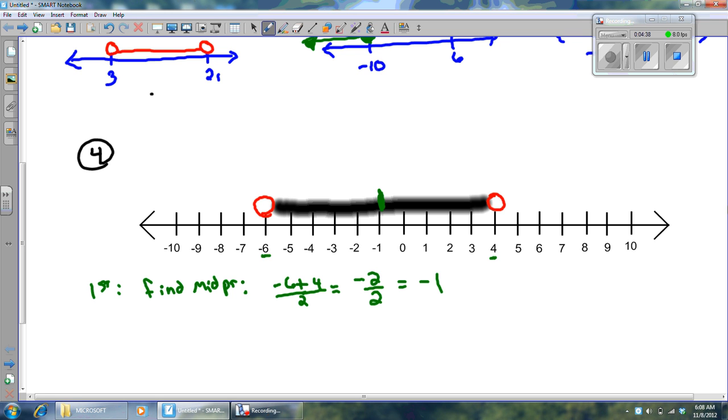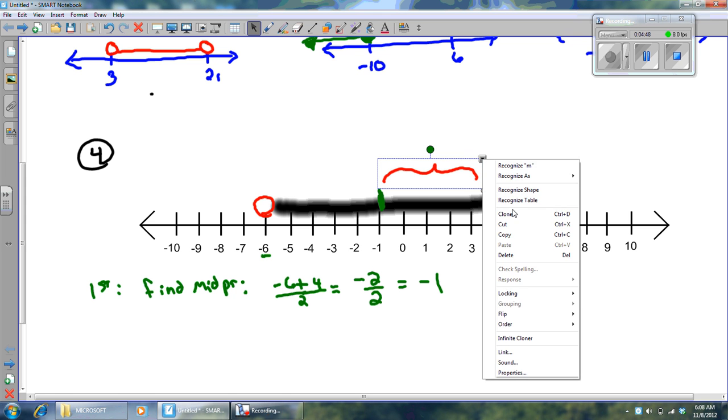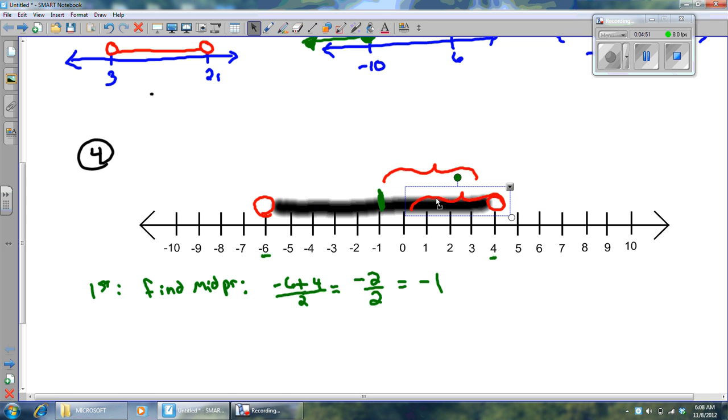How far are the endpoints from the midpoint? Well, I think they're both 3 units, right? I'm going to use this information to write my absolute value inequality.